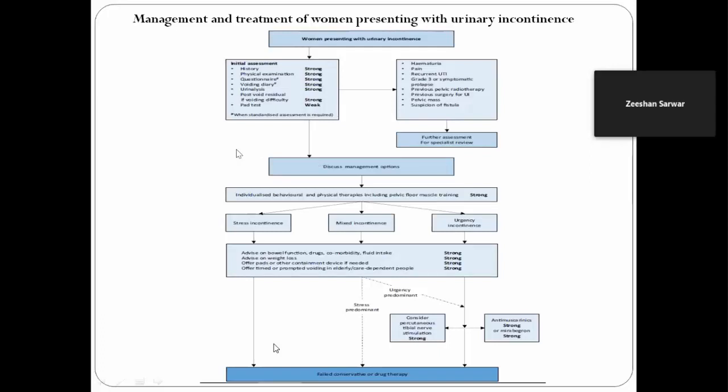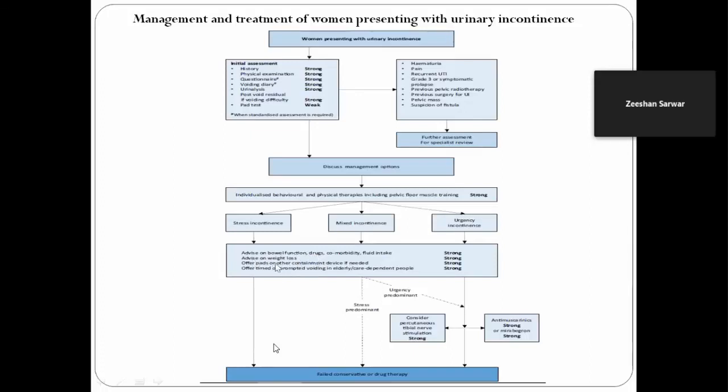After the initial history and examination, the patient is categorized into three. The patient is advised to have pelvic floor muscle training as the initial first management. And the patient is categorized into the three incontinences: stress incontinence, mixed incontinence, and urinary urge incontinence. And again, the comorbidities are treated, fluid intake is advised to be lessened, the bowel functions are addressed, and the drugs are reconsidered.